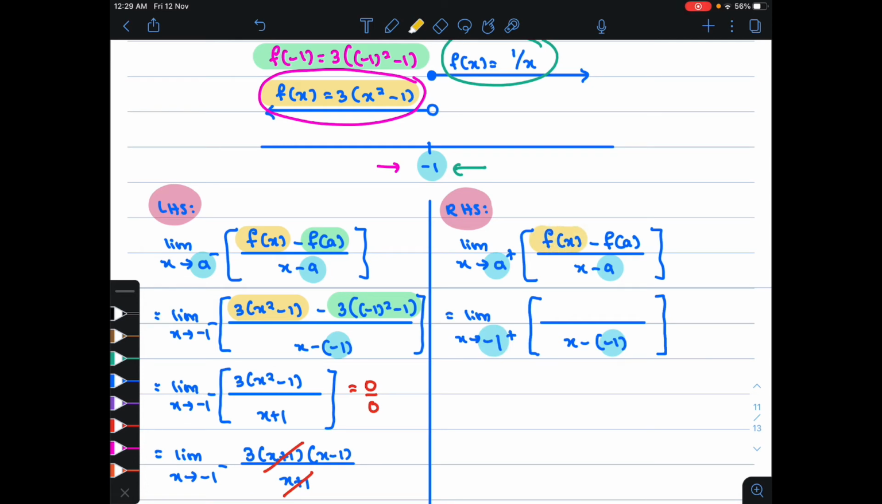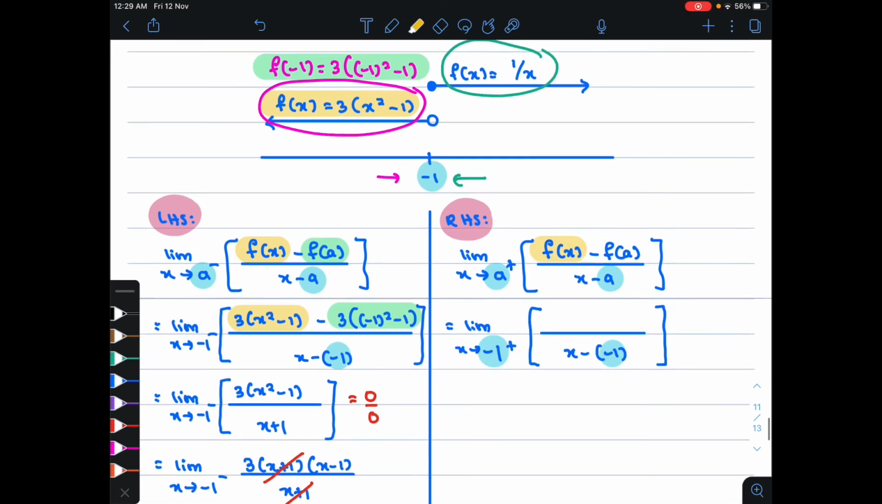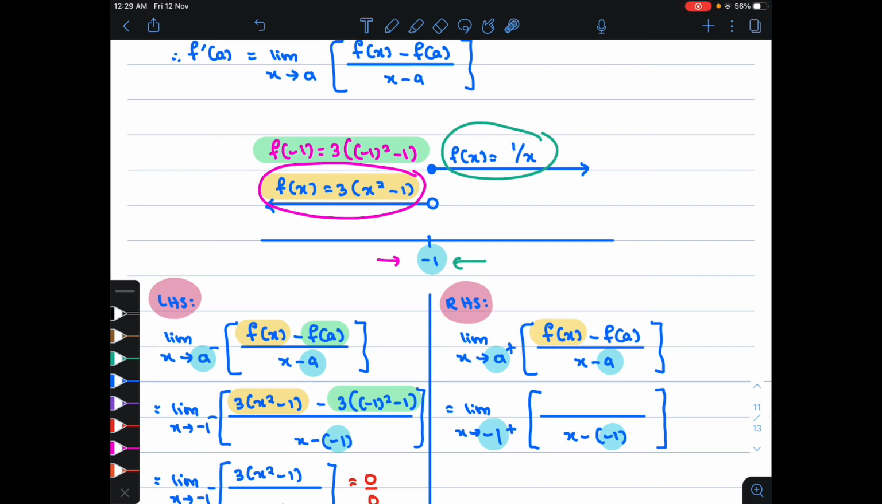Next, we need f(x). So, as x is approaching -1 from the right-hand side, our f(x) is 1 over x. Next, we need f(a). a is -1, so we need f(-1). Since f(x) is 1 over x, therefore f(-1) is 1 over -1. So now just simplify everything here.